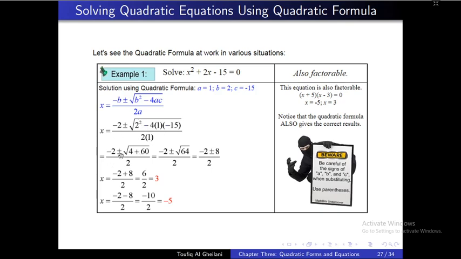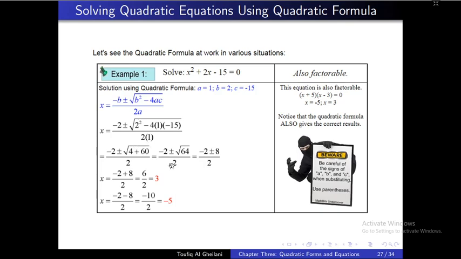So equals minus 2, positive or negative the same, square root of 4. How come 4? From 2 squared is 4. How is it positive? Because minus times minus is positive. 4 times 1 is 4, 4 times 15 is 60. Equals minus 2 plus or negative square root of 64. How come 64? Because 4 plus 60, divided by 2.